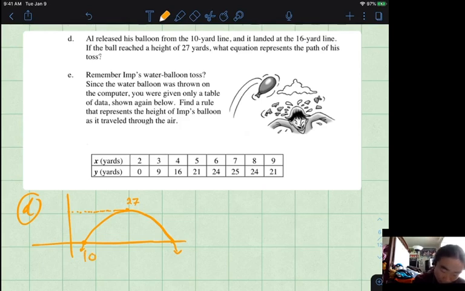And then it landed at the 16-yard line. So that's what Jimmy was saying. These x-intercepts are where it touches the ground because your height is 0 at that point. Y goes up, right? Y is 0, it's the ground.